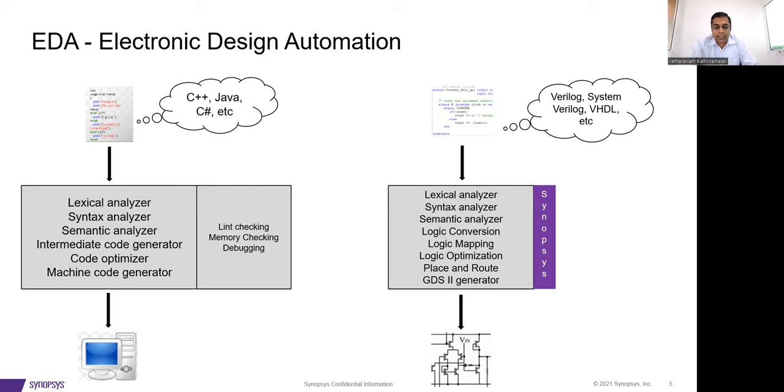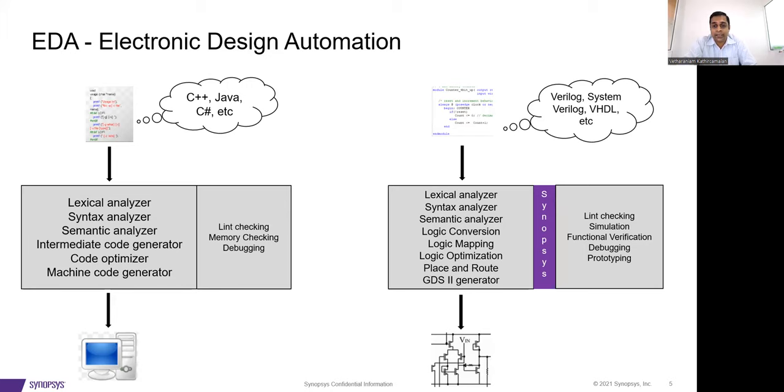Now, on the EDA side, we do lint checking, but now you also understand that this is a digital design, it's going to be a digital IC design. So you have the ability to simulate it before you fabricate it. So there is simulation, there is functional verification, and then there is, of course, debugging, and there's also prototyping.